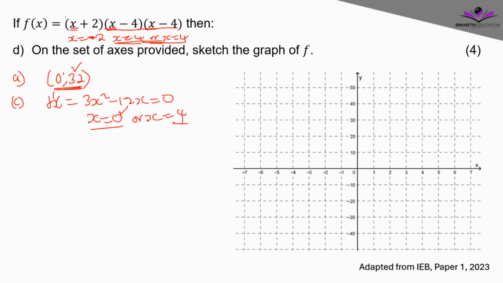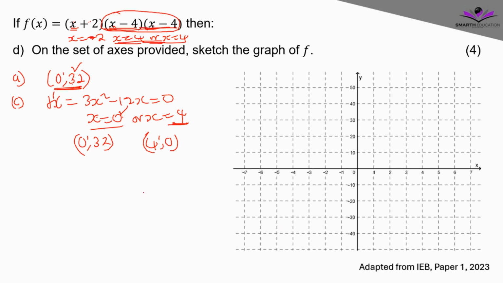You get 0. 4 plus 2 is 6, but 4 minus 4 is 0. 0 times 6 is 0. So this is another turning point. So we have turning points at (0, 32) and also at (4, 0). This is enough. If you have two factors that are the same like this, it means this is where the turning point is.